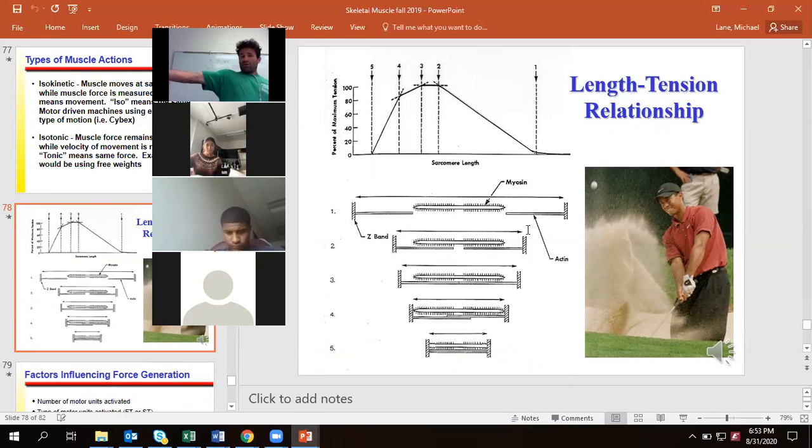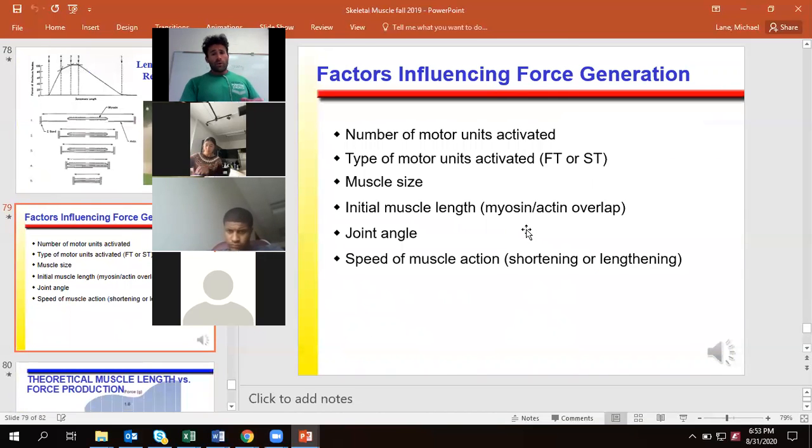And then when we're in the most lengthened position, we're going to also be at our weakest because we're barely going to have any overlap between actin and myosin. So you're not able to produce as much tension actively. Now, there's a number of things that are going to influence our ability to produce force.